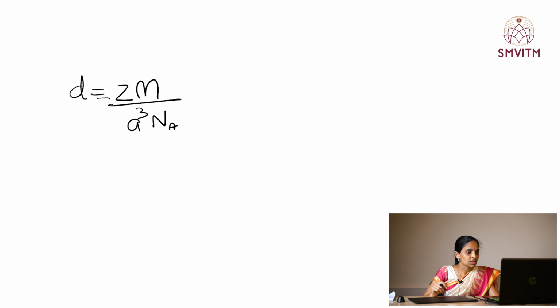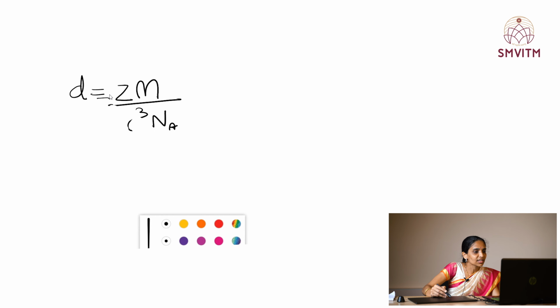So what is Z here? Z is of course the number of particles, 1 or 2 or 4, is it not? Then what is M? It is the molar mass. It may not be given as molar mass; it may be given as molecular mass or atomic mass. Instead of giving it in gram per mole, they may give the value in AMU, but you have to take it as molar mass, because you know that though the units differ, the value remains the same for the two of them. And A is the edge length.